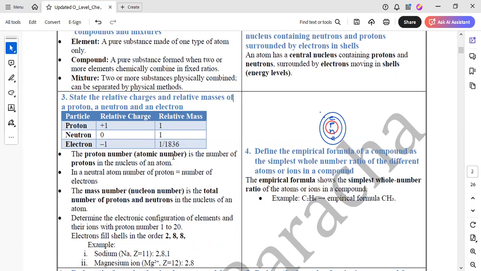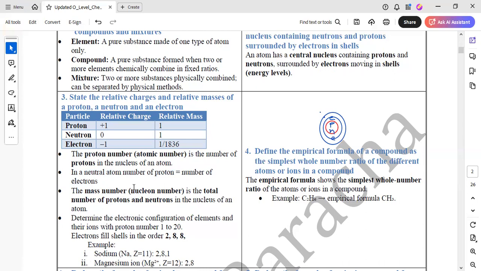The proton number, as represented in the periodic table, is the number of protons in the nucleus of an atom. The number of electrons in a neutral atom is equal to the number of protons, or the atomic number. Next, the mass number or nucleon number is the total number of protons and neutrons in the nucleus of an atom.